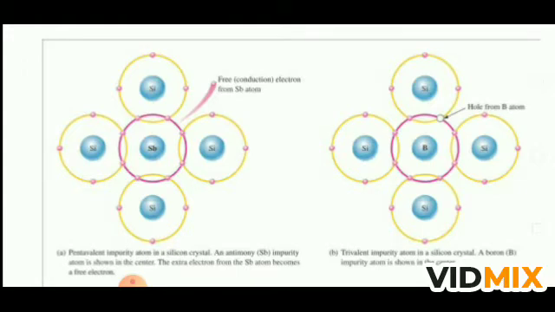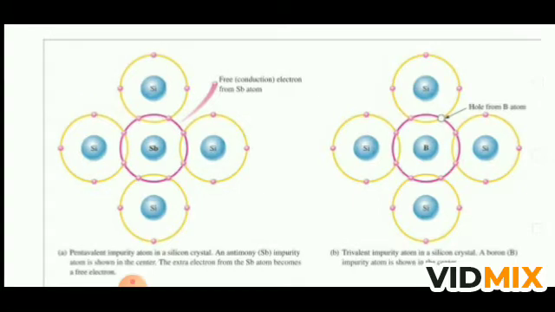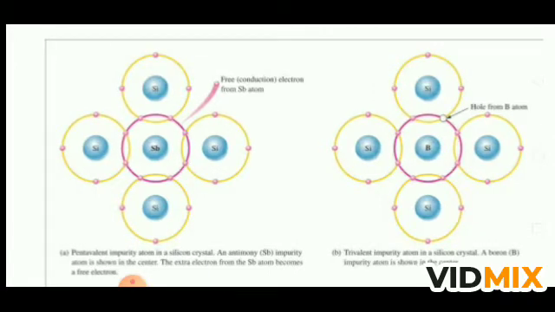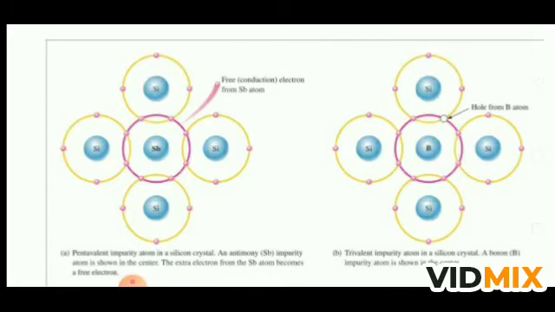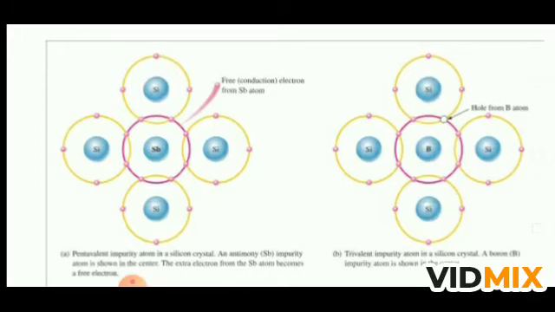So the conclusion is, when you are adding pentavalent impurity, the intrinsic semiconductor now becomes an n-type semiconductor, and whenever you are adding trivalent impurity, the intrinsic semiconductor, meaning pure semiconductor, now behaves like a p-type semiconductor. So p-type forms when the trivalent impurity is there, and n-type forms when the pentavalent impurity is added.